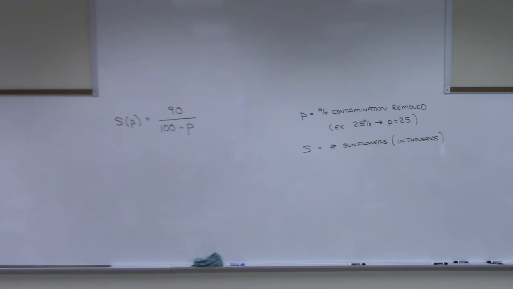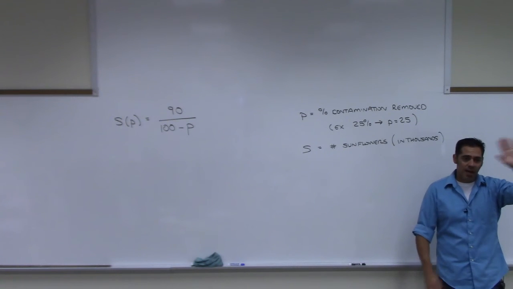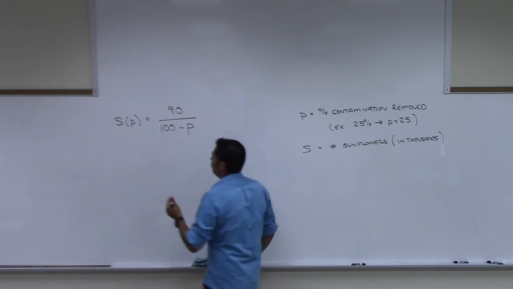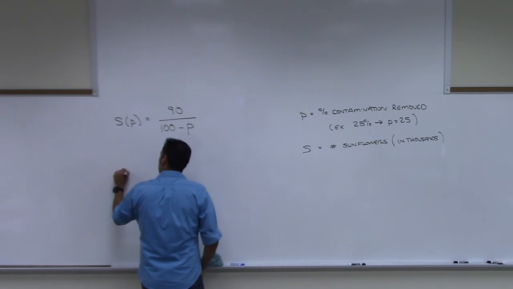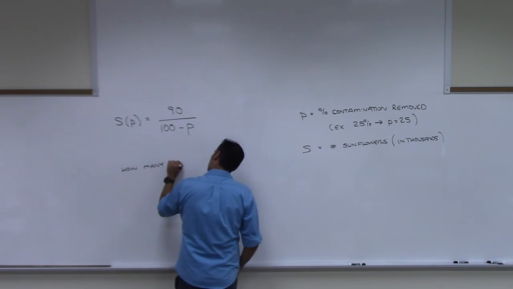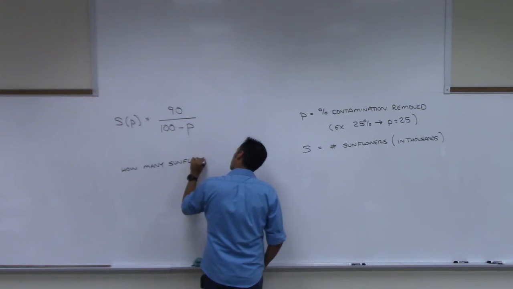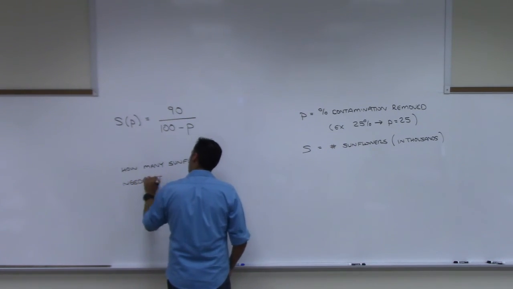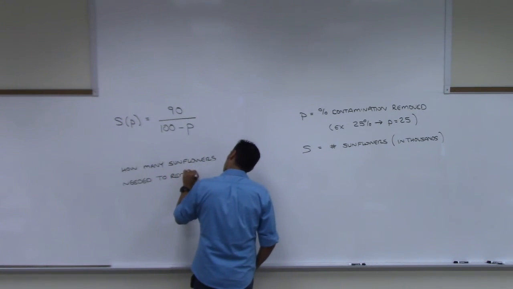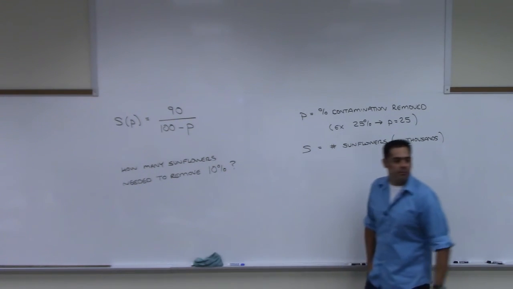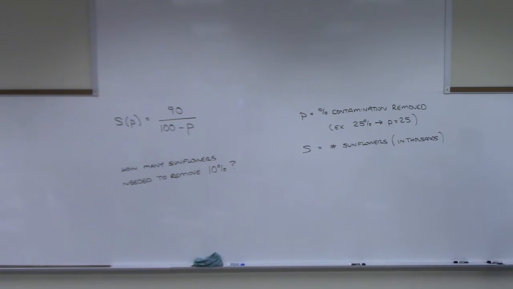Let's just look at one particular example. I haven't asked the question, have I? I have not asked the question. I just want to make sure we understand the function. What if I wanted to remove, how many sunflowers would it take, needed to remove 10% of the contaminants? So what would I do to answer this question?